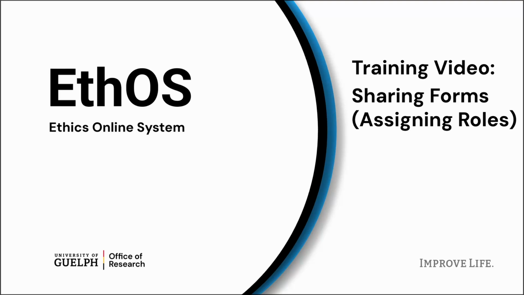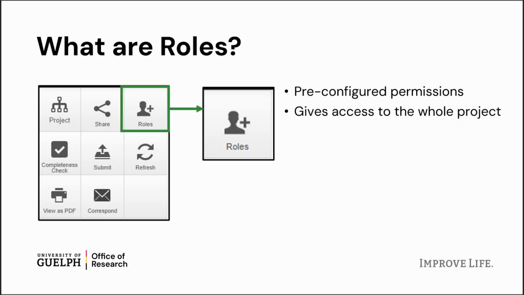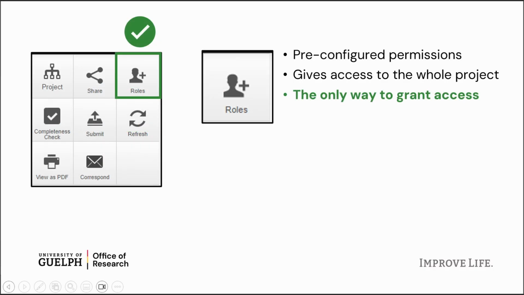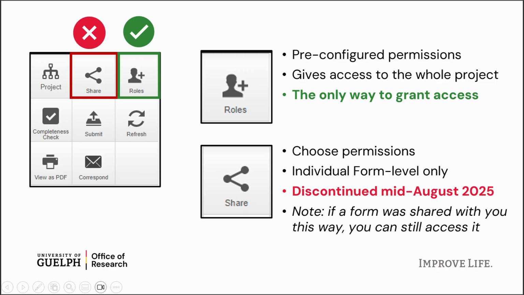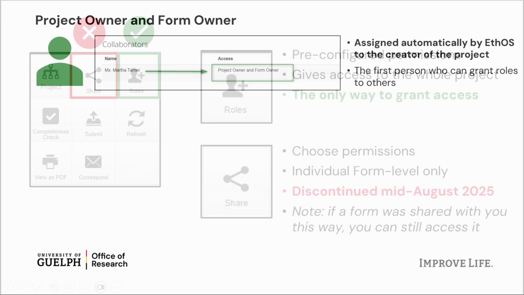Hi everyone, let's take a look at how to use a role to share your REB applications with your study team in EthOS. Roles are pre-configured permission combinations to ensure that access works as intended throughout the project's lifecycle. As of mid-August 2025, roles are the only way to give access to others. The previous Share button is no longer available or recommended.